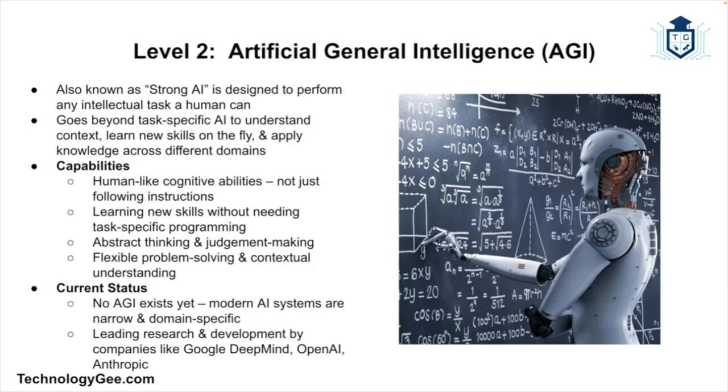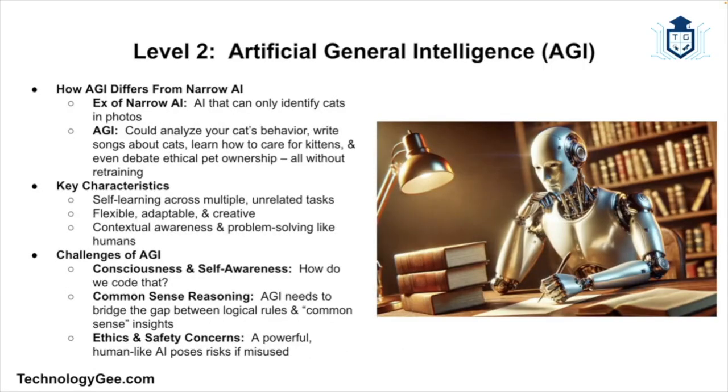As far as examples of AGI are concerned, well, here's the thing. We don't have AGI just yet. There's no AI today that can match the full scope of human intelligence, but it is a hot topic in research and theory. And many tech companies like Google DeepMind, OpenAI, and Anthropic, they are actively working to bring this to fruition. So exactly how would AGI be different from narrow AI?